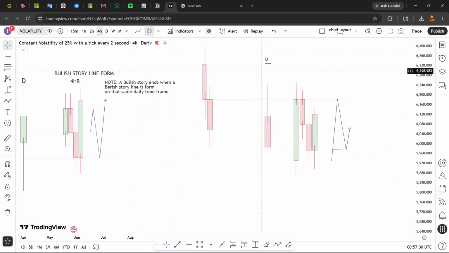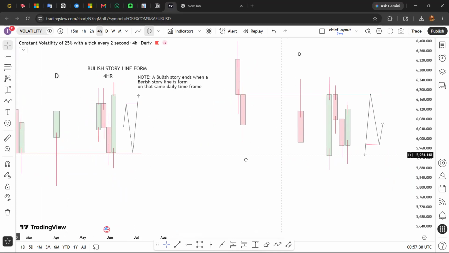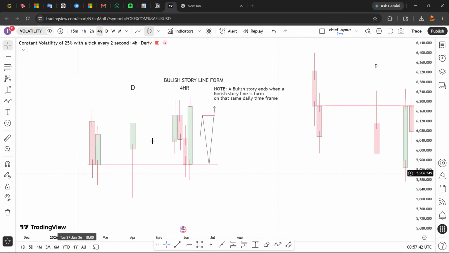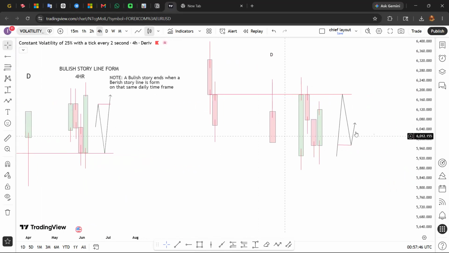So a bearish storyline has been formed on that same daily time frame. Sorry, guys. So it means that we should be looking for a sell instead of buying. So this buying has stopped. So we are looking for more sells in the market.